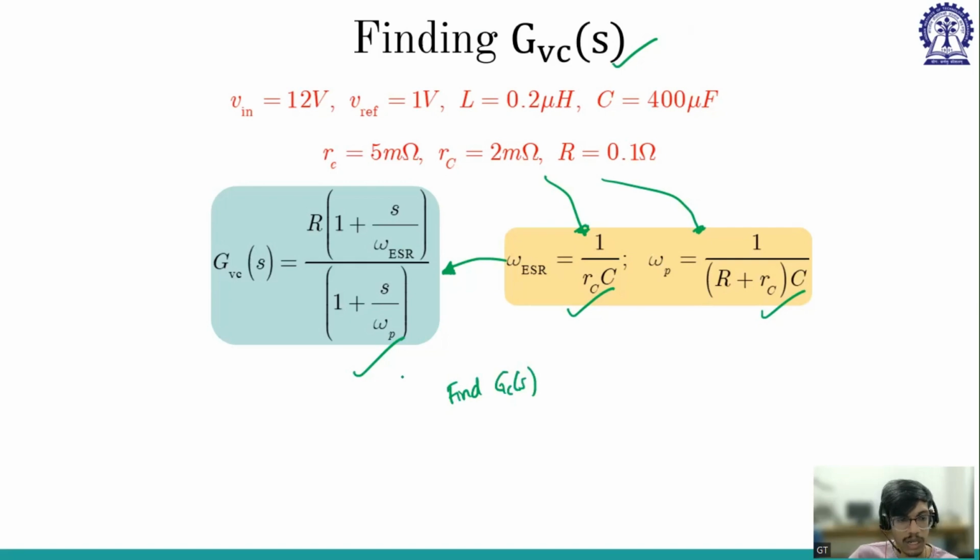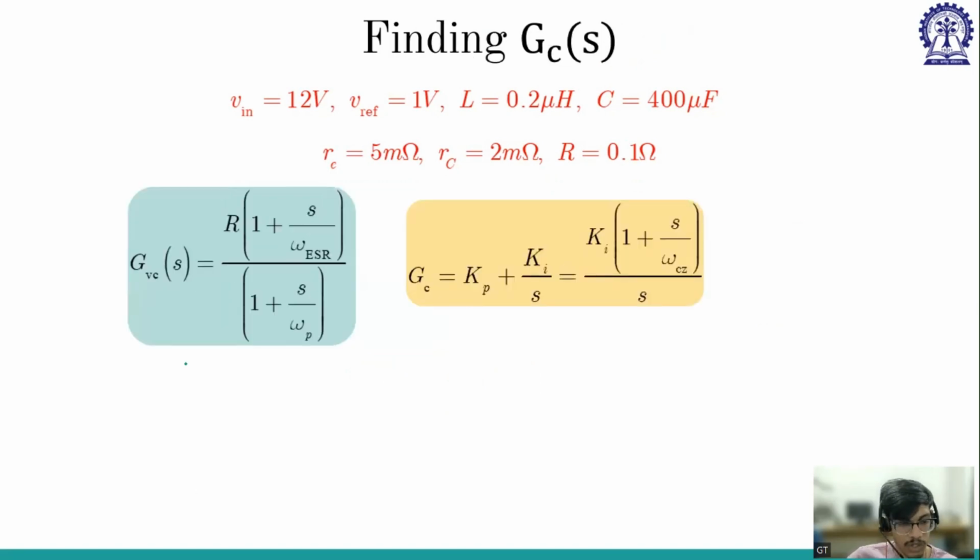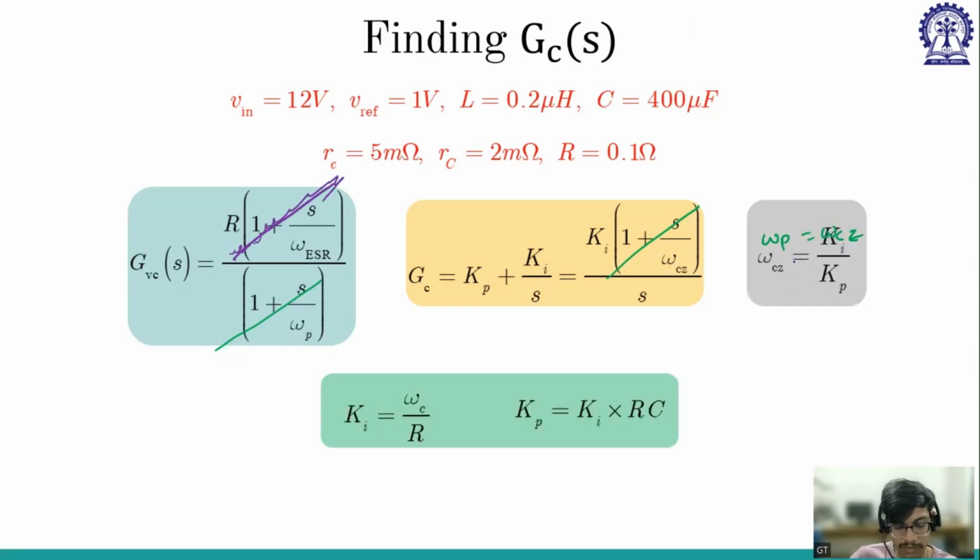So how do I find GC of S? By pole zero cancellation. So this is my GVC of S. This is my GC of S. So this will get cancelled with this. That will give me omega P is equal to omega CZ. And the other cancellation is this. So sorry, there is no other cancellation. Only one cancellation is there. Omega P equal to omega CZ. So omega CZ is Ki by Kp, and omega P is 1 by RC. So from there you will get Kp is Ki into RC, and from K loop of S, K loop of S is nothing but R Ki by S.